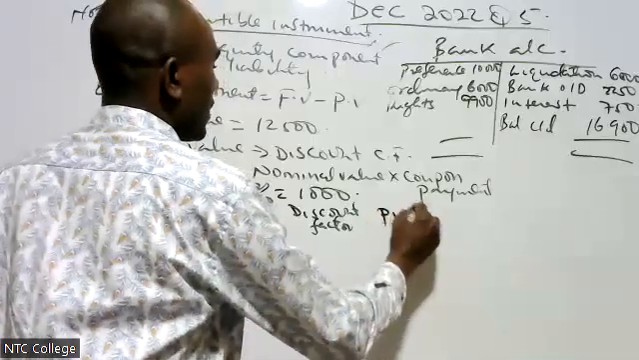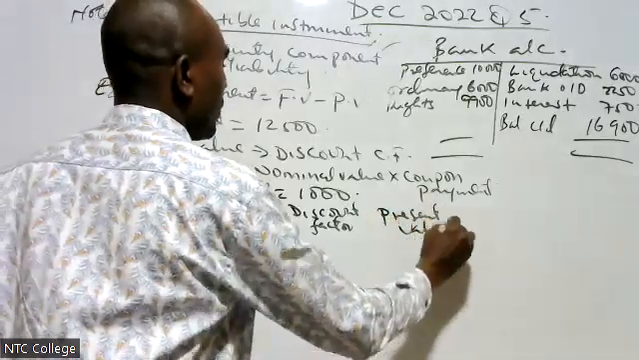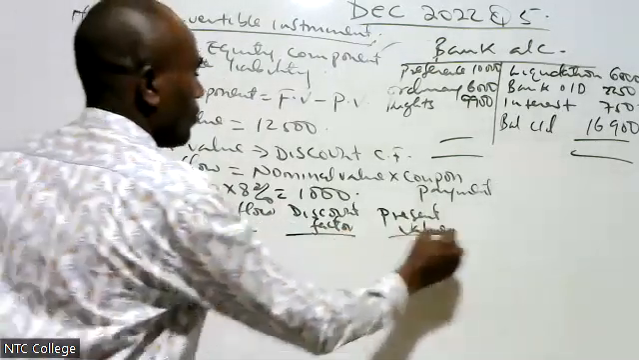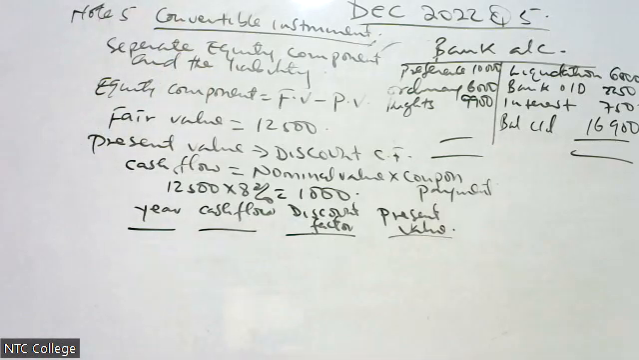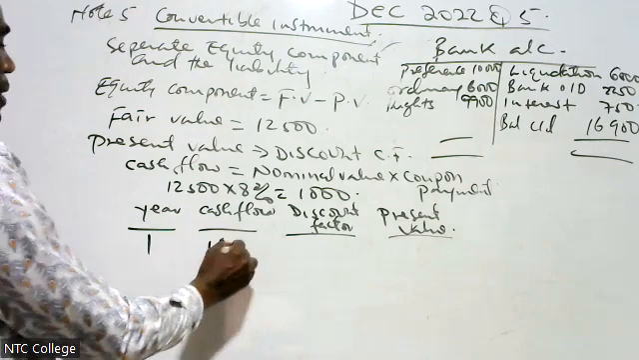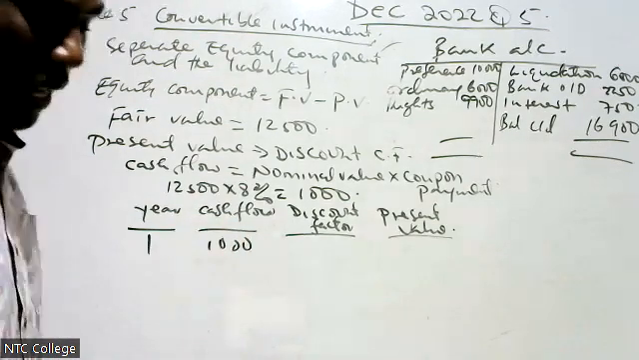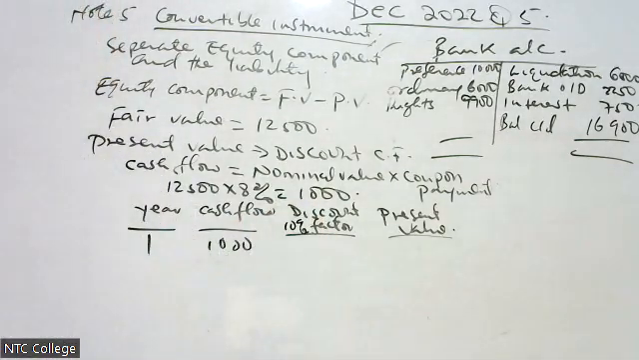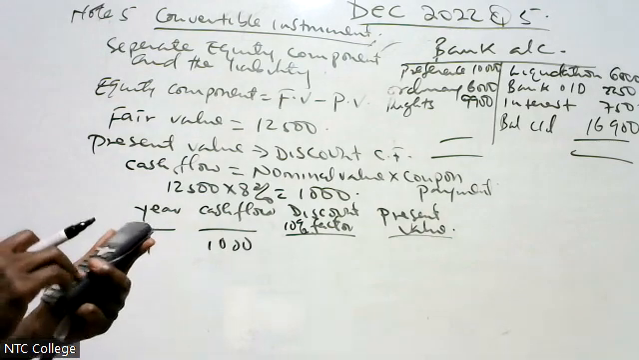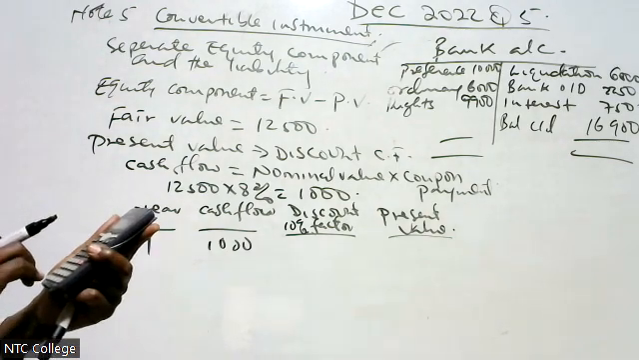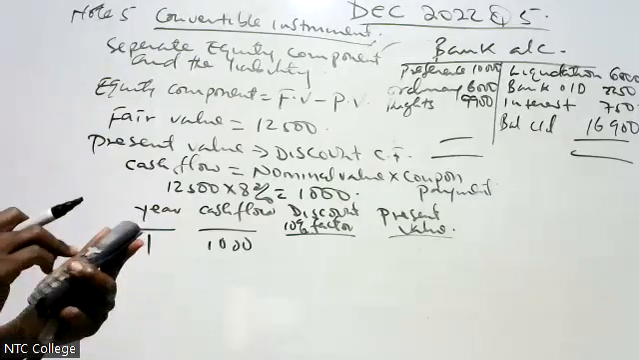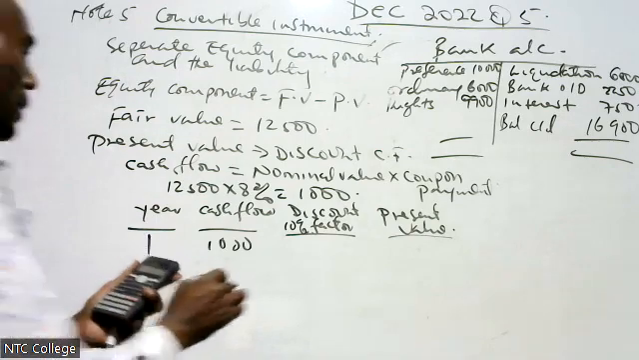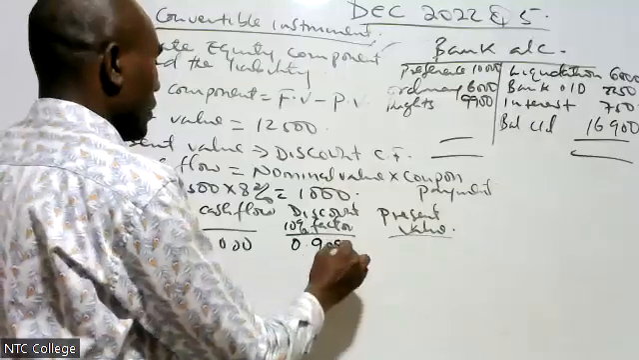Then I get the present value. Now, in year 1, my cash flow is 1,000. Discount factor at the rate of 10%. The examiner said the interest rate in the market is 10%. Therefore, it will be 0.091.